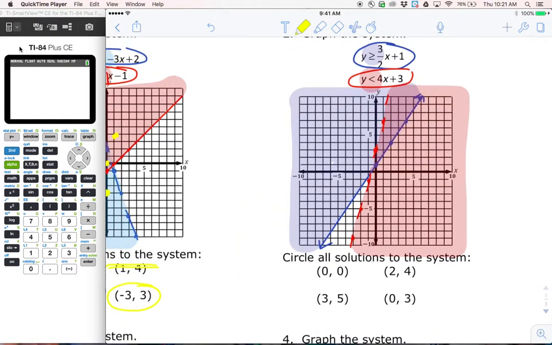So let's look at our options here. 0, 0 has not been shaded twice. 2, 4 is bordering the double shaded region, the purple region, and it is on a solid line. So yeah, this is a solution.